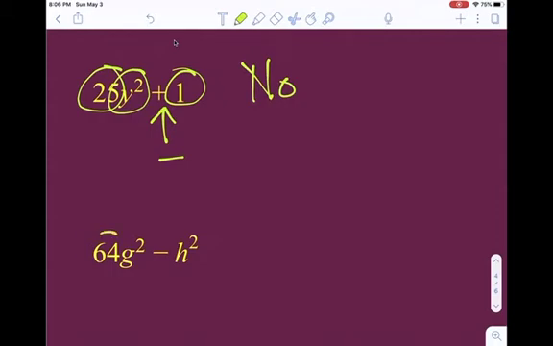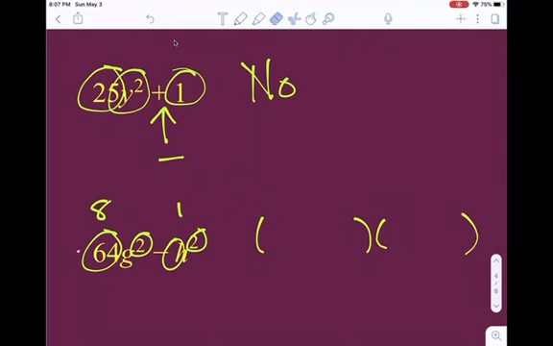Now let's take a look at this last one. We've got 64 and 1. The square root of 64 is 8. The square root of 1 is 1. So that's good. And then both of our exponents for our two variables are even. You can have multiple variables in these, but they all have to have even exponents. So this works, right?